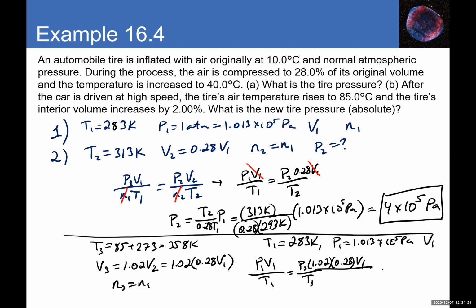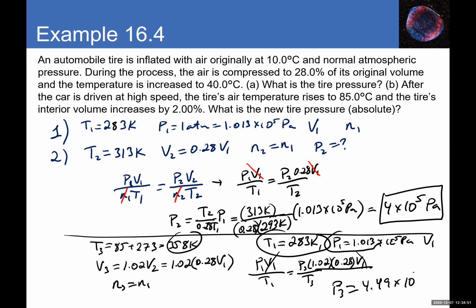Okay. And then pretty much from here, do the calculations. That means I have P1, I have T1, I have T3, I have V3 technically, and N1, and just rearrange and solve for P3. So P3, rearranging and calculating, because I could also cancel V1s, right? Rearranging and calculating, I get 4.49 times 10 to the 5 Pascal. That means again slightly increasing pressure after this as well.